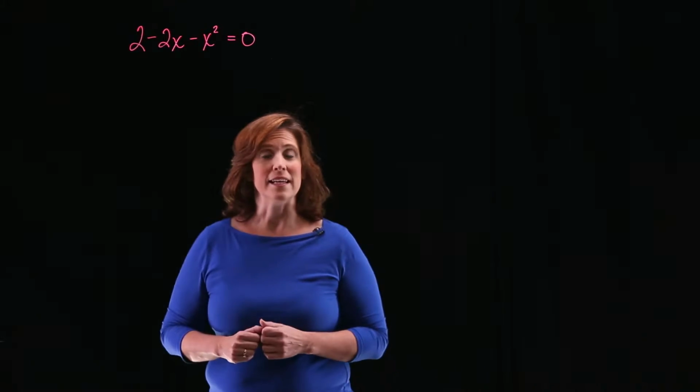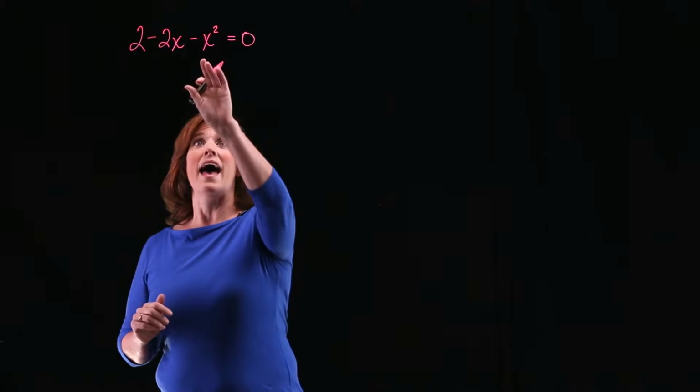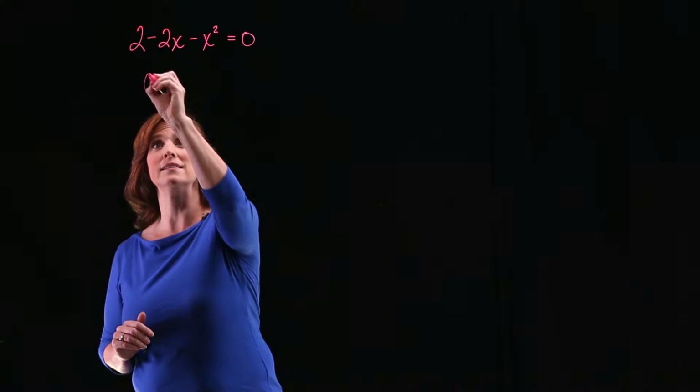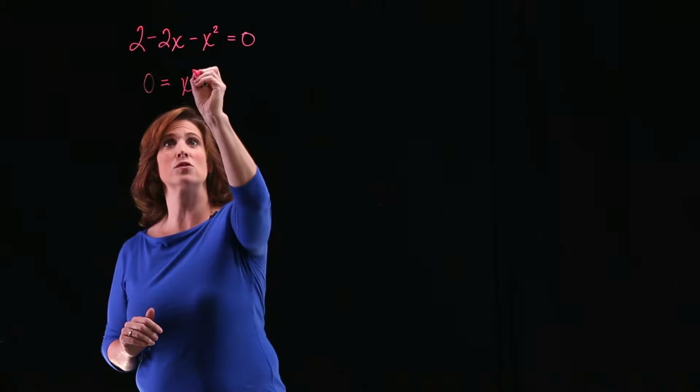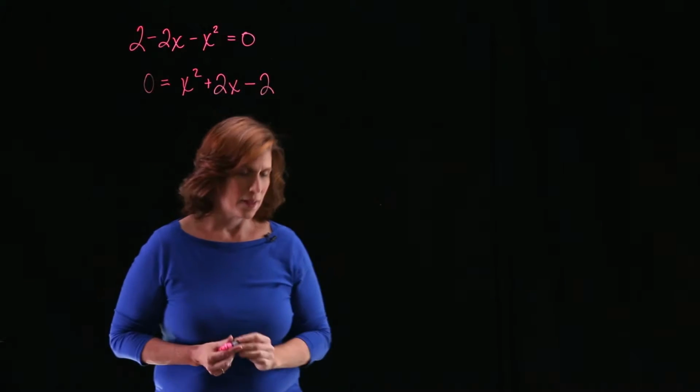Well, when I first look at this, what I like to do is have my equation, or my polynomial, written in descending order with a leading coefficient that's positive. That's not necessary, but it's just easier for me to look at it that way. So I'm going to go ahead and add x squared to both sides, add 2x to both sides, and subtract 2 from both sides. So what I end up with is 0 equals x squared plus 2x minus 2.